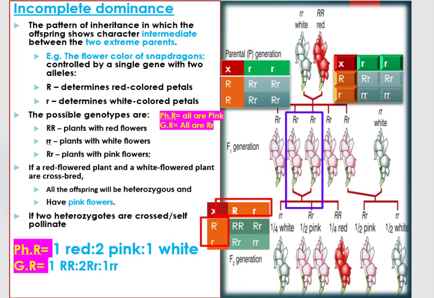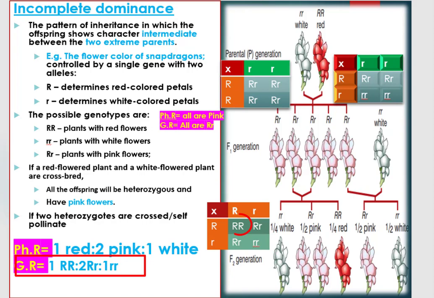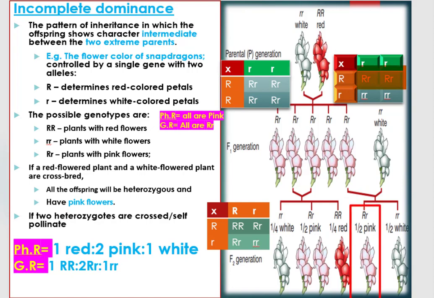And if two heterozygotes are crossed or self-pollinated, the offspring can be phenotypically one red, two pink, one white, and genotypically one capital R capital R, two capital R small r, one small r small r. If we crossbreed pink flowered plants with white flowered plants, half of the offspring plants can be pink flowered and half of the plants can be white flowered.